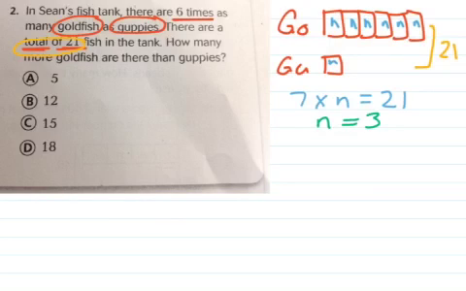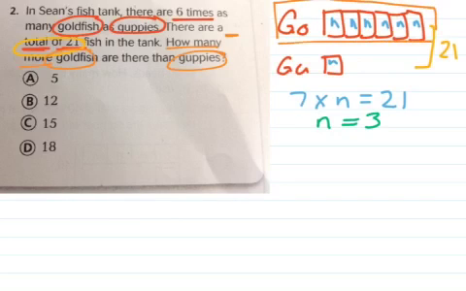Okay, now I need to go back to my problem and figure out what they want me to solve for. How many more? How many more means we're going to subtract. So how many more goldfish are there than guppies? Okay, I have to go back into my problem and I have to figure out how many goldfish there are. Then I have to figure out how many guppies there are, and I'm going to subtract.